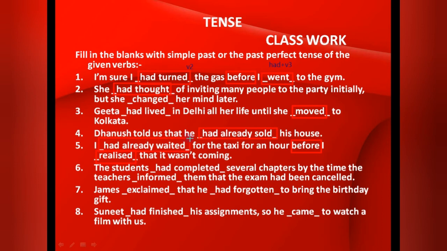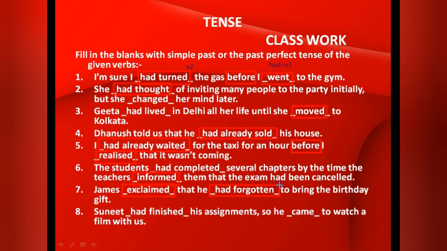Okay, the students had completed several chapters by the time the teachers informed them that the exams had been cancelled. So the teachers, students काफ़ी chapters कर चुके थे. जब तक, कब तक? By the time the teacher, जब तक टीचर ने उनको inform किया. Okay, so they had completed. Fine. So I think you are able to correlate these sentences. How to do them? James exclaimed that he had forgotten to bring the birthday gift. James exclaimed means he was surprised. वो बहुत surprise हुआ that वो birthday gift लाना भूल चुका था. Okay, so he had forgotten to bring the birthday gift.